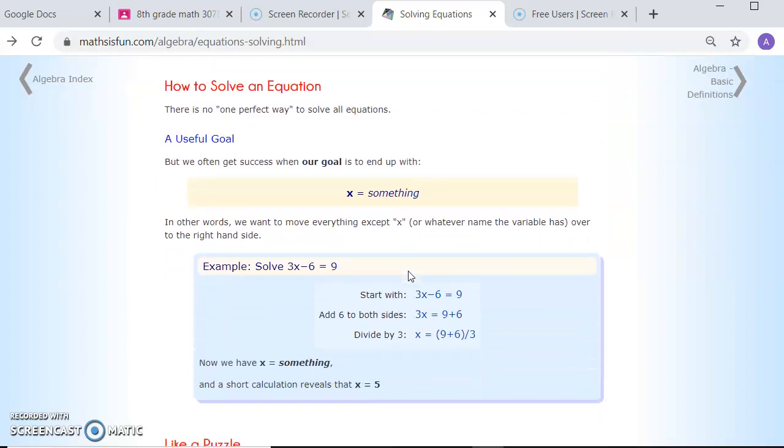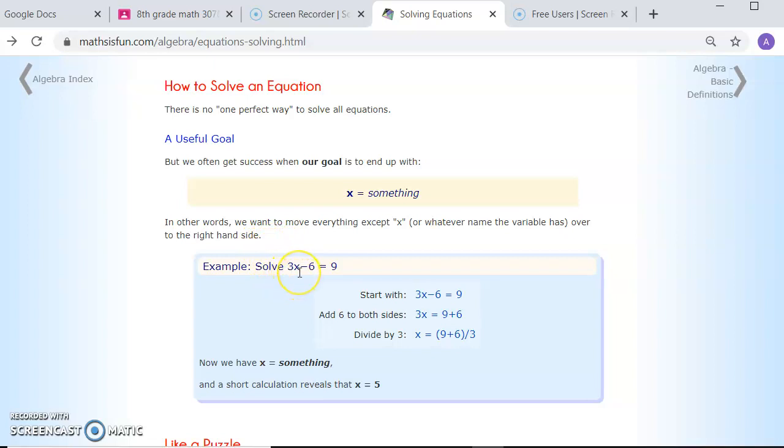Let's skip that one here. So we could have something like this. How to solve an equation? There's no one perfect way to solve an equation. Our goal is to have x equal to something. Again, our objective for this particular class is just to review one-step and two-step equations. In other words, we want to move everything except for x, or whatever name the variable has, over to the right-hand side.